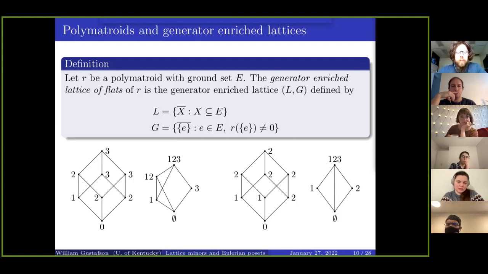Now, as it turns out, this generator enriched lattice of flats is encoding the simple information of the polymatroid closure operator. In fact, generator enriched lattices of flats correspond or relate to polymatroid closure operators in the same sort of way that geometric lattices relate to matroids. And before I can give a precise statement of that, I need two definitions.